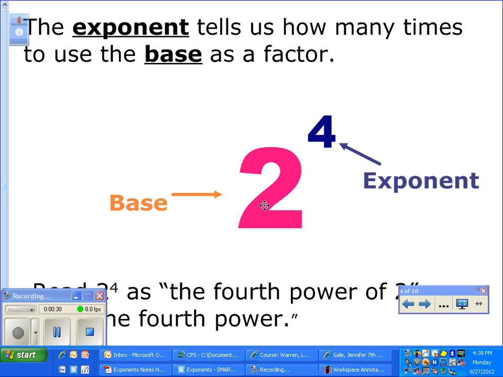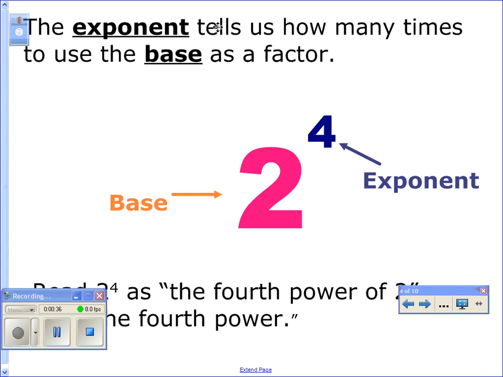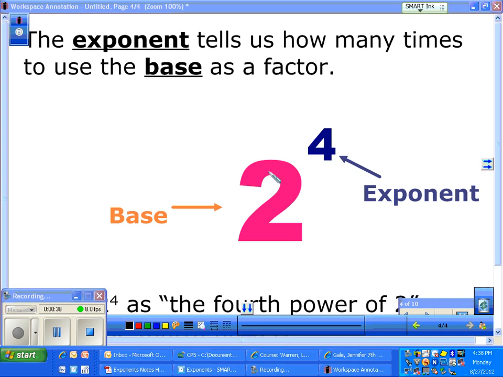The exponent tells us how many times to use the base as a factor. The base is the big number that you see right here. The exponent is the small number that is in the top right corner. You would read this as 2 to the 4th power, or the 4th power of 2. I usually say 2 to the 4th power.